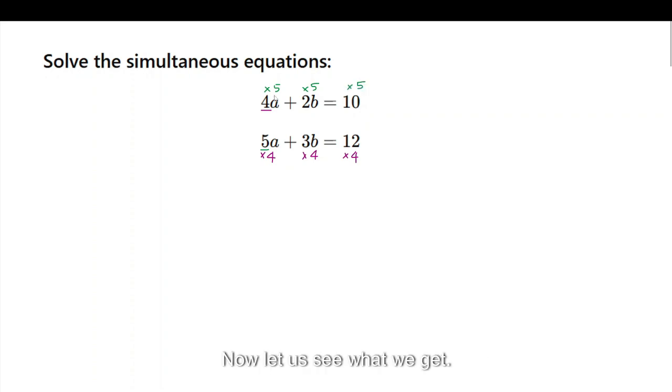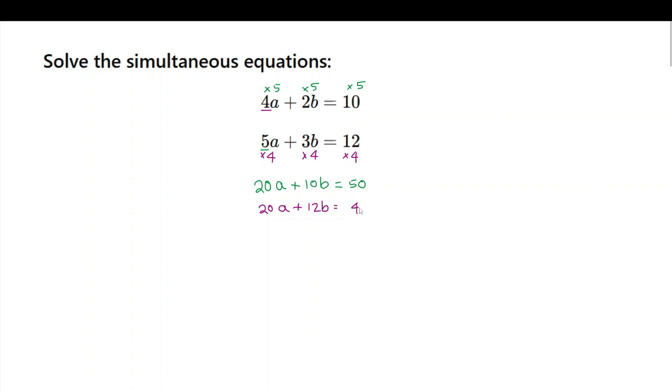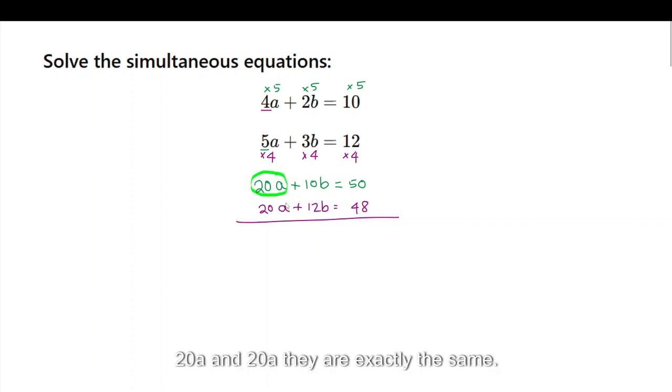Now, let's see what we get. 5 times 4a gives me 20a, plus 5 times 2b gives me 10b. 10 times 5 gives me 50. 4 times 5a is 20a, plus 12b equals 48. Now, we need to circle the like terms, and you can see 20a and 20a, they are exactly the same. So I'm going to circle it.